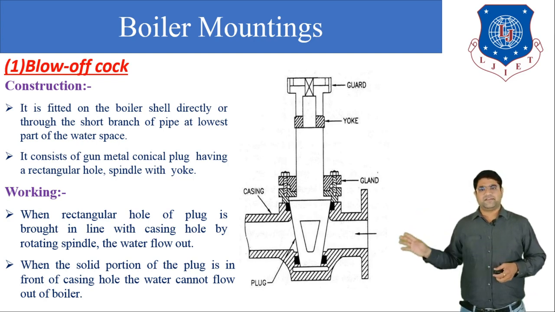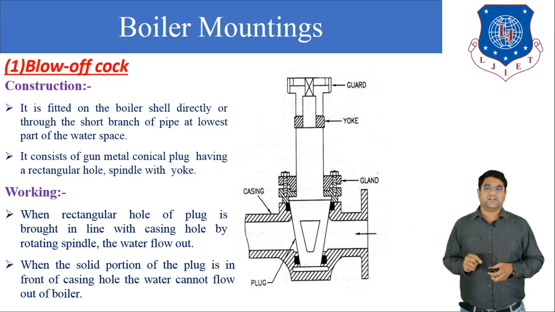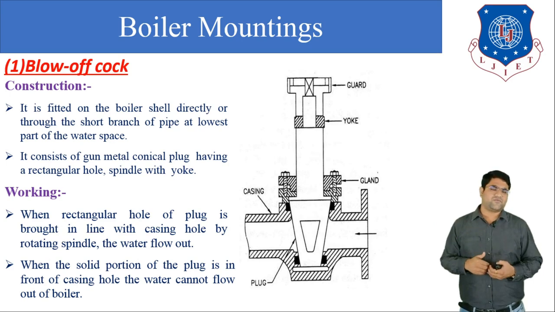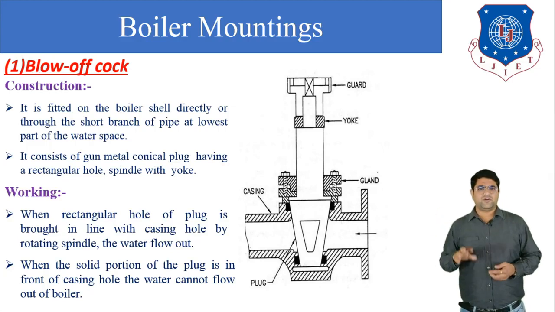Now second is the working. When this rectangular hole of the plug is in line with the casing hole by rotating the spindle, the water flows out. Now when the solid portion of the plug is in front of the casing hole, water cannot flow out from the boiler. So this is how simply the blow off cock works.